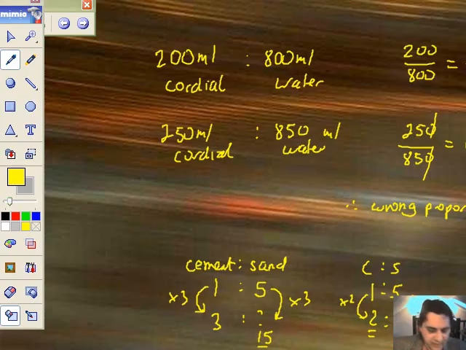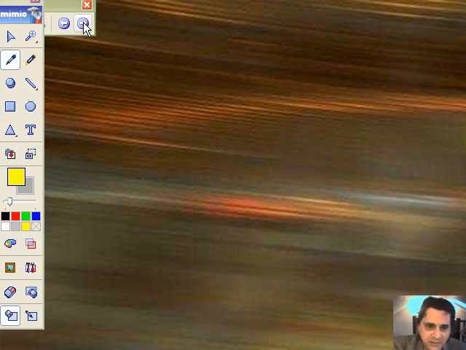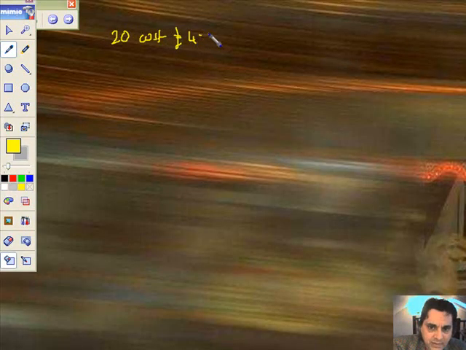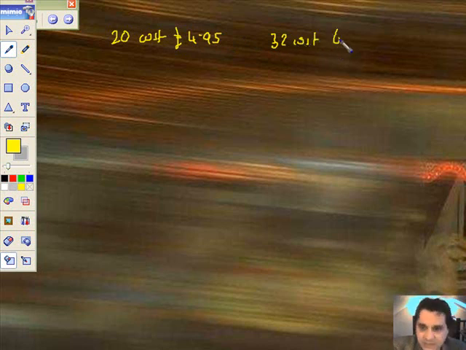I'll do question 7. It's one of these lovely Best Buy things. It says here, a shop sells multi-packs of batteries. A packet of 20 costs £4.95, and a packet of 32, I mean, this story could be about anything, costs £6.28. Question: which pack gives the best value for money? Well, let's find the cost of just one item, shall we?